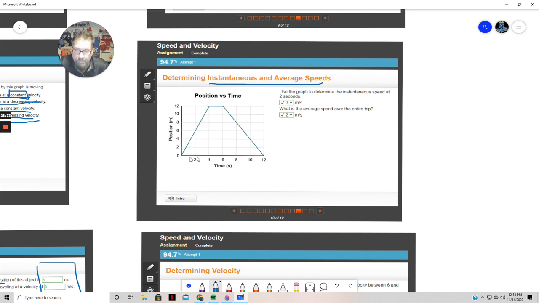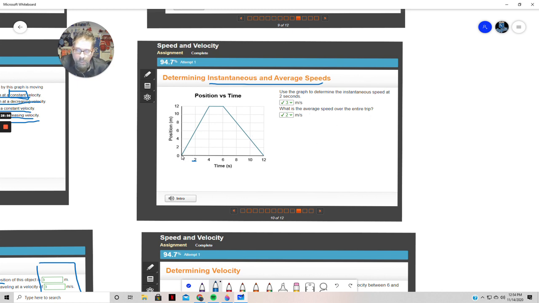So if we use the graph to determine the instantaneous speed at 2 seconds, we're at 2 seconds here. After 2 seconds, we have traveled 3 meters. So 6 divided by 2, that's your 3 meters per second. Next, the average speed over the entire trip.